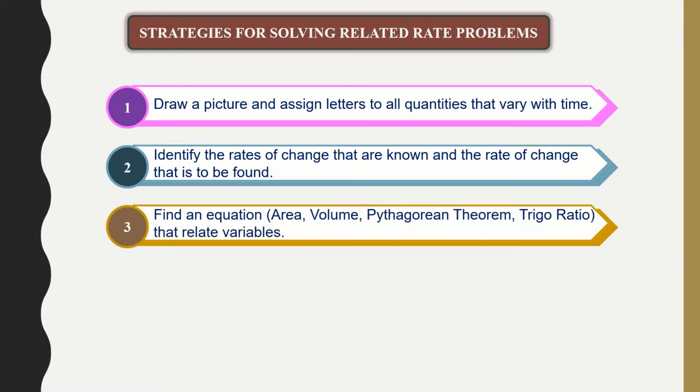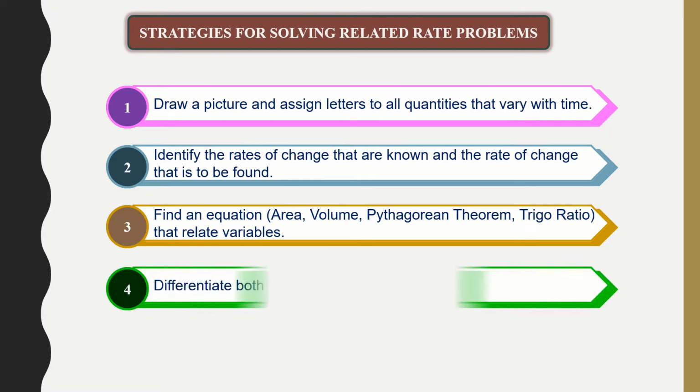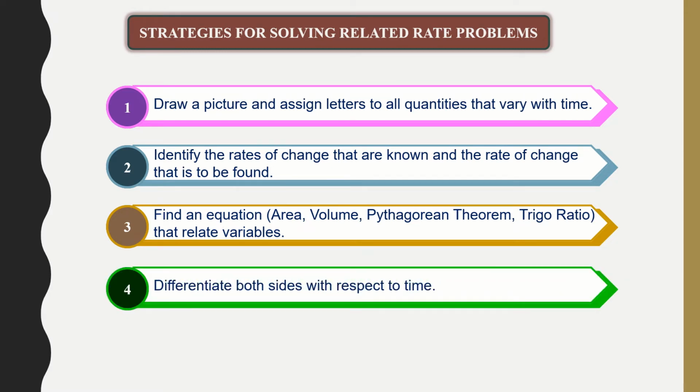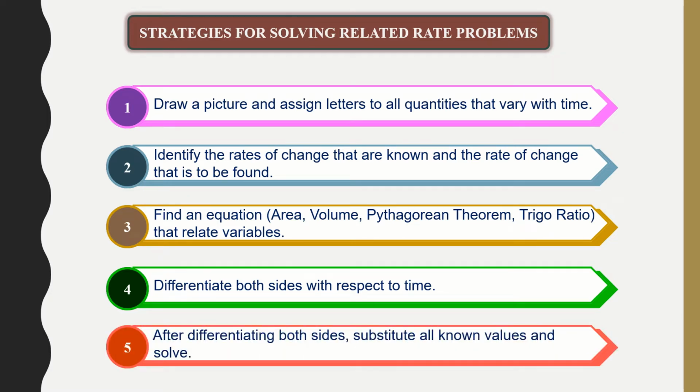Find an equation, for example area, volume, Pythagorean theorem, or trigonometric ratio, that relates the variables. Differentiate both sides with respect to time. And finally, after differentiating both sides, substitute all known values and solve.